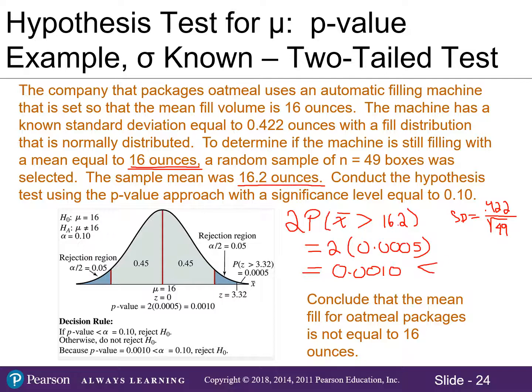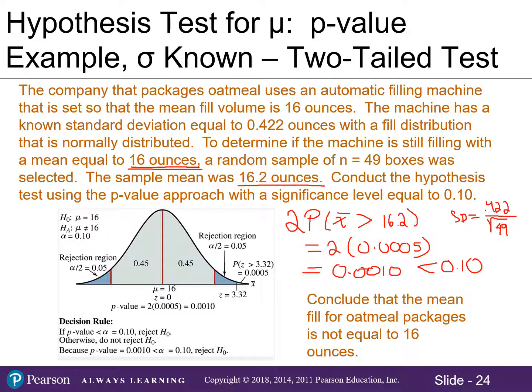Is it less than the alpha of 10%? Yes, it is. So since my p-value is smaller than my level of significance, it's significant evidence against my null hypothesis. So that tells me that, ooh, super small p, I don't want no small p.